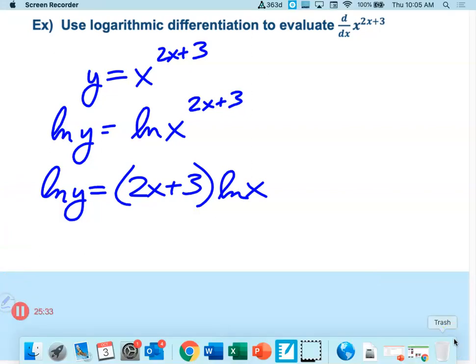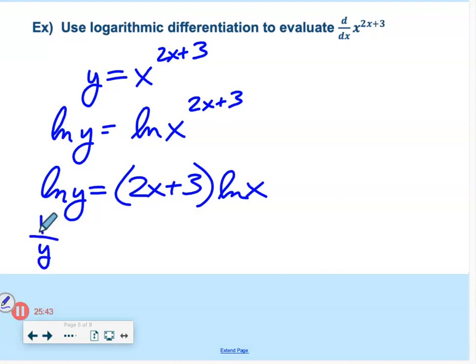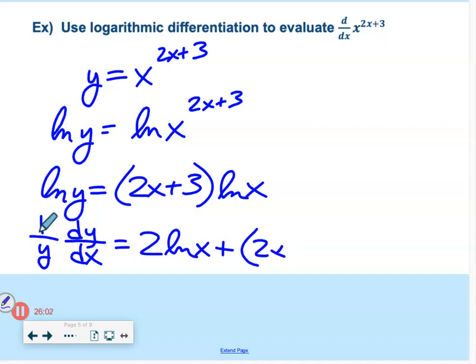All right, class. What's the derivative of the natural log of y? 1 over y times dy dx. Good. All right. Don't start putting 1 over y dy dx every time you see the letter y, right? It's natural log of y is 1 over y dy dx. Okay. All right. Product rule. What's the derivative of 2x plus 3? 2 times ln x plus 2x plus 3. What's the derivative of ln x? 1 over x.